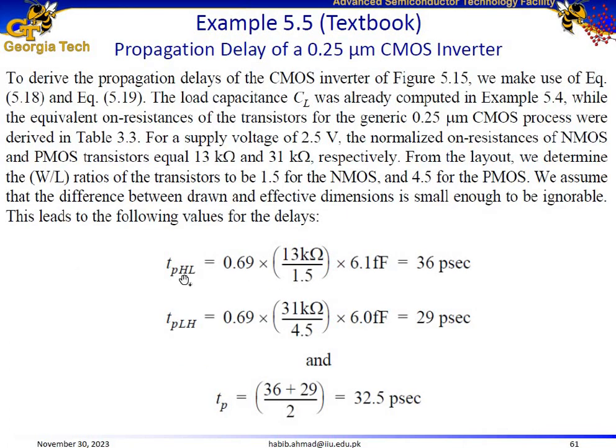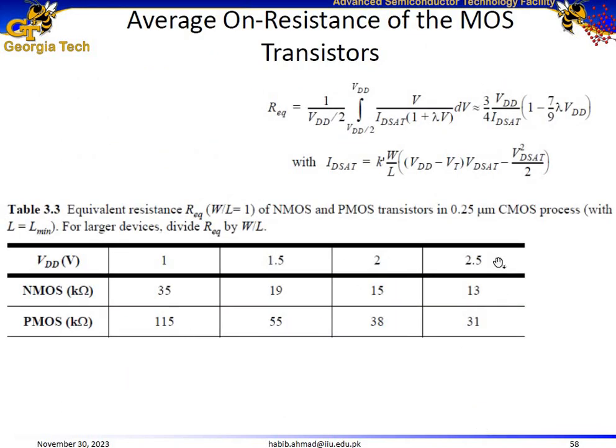So moving forward, for high to low transition, we need to use the NMOS resistance and we need to use the high to low transition capacitance. For the resistance part, as I told you, it can be figured out from the table over here. We'll be using 2.5 volts for the NMOS, so 13 kilo ohm.